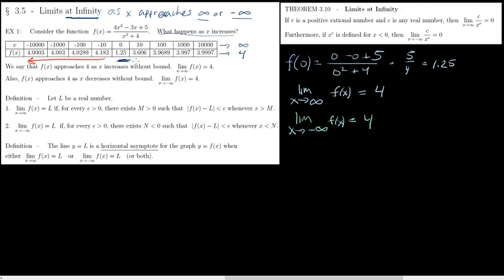Okay, so I hope that at least gives you some intuitive idea of what we mean by a limit as x approaches infinity or negative infinity. Infinity just means you're going to the right forever, and negative infinity means you're going to the left forever. So what happens to the y values? The formal, mathematical definition is here, and you may want to look at it.